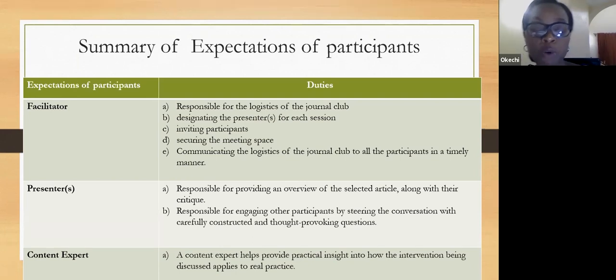Then, very important, a content expert, like we are talking about journal clubs now. I'm sure that there are people on this platform today who are very conversant on how to hold journal clubs, probably been doing it online, doing it in your place of work, doing it amongst your friends, amongst your colleagues. So a content expert helps to provide practical insights into how the intervention being discussed applies to real practice. Next slide, please.